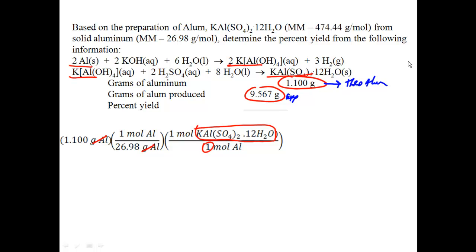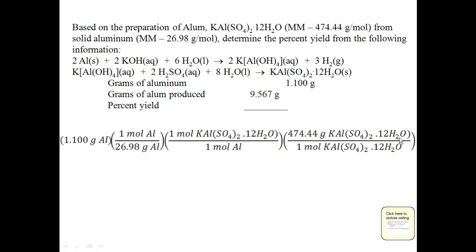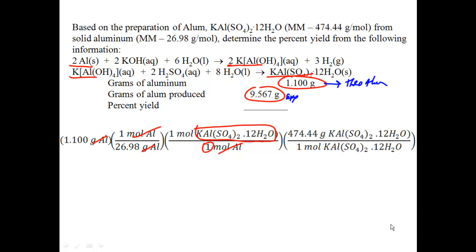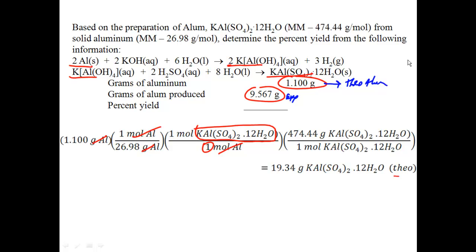Now that gets rid of my moles of aluminum. So now I want to get from moles to grams. So molar mass of my alum, which is 474.44 grams, and make sure when you calculate the molar mass that you include those waters. Multiply that out. It gives me 19.34 grams of my alum. That is my theoretical. That's how much I should actually get. We don't always get what we're trying to do experimentally. You lose product, etc.